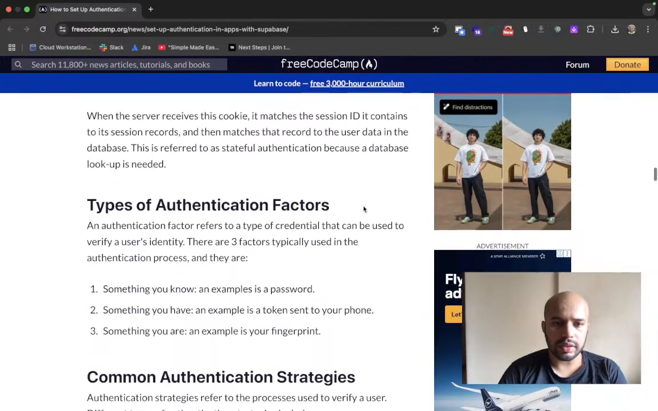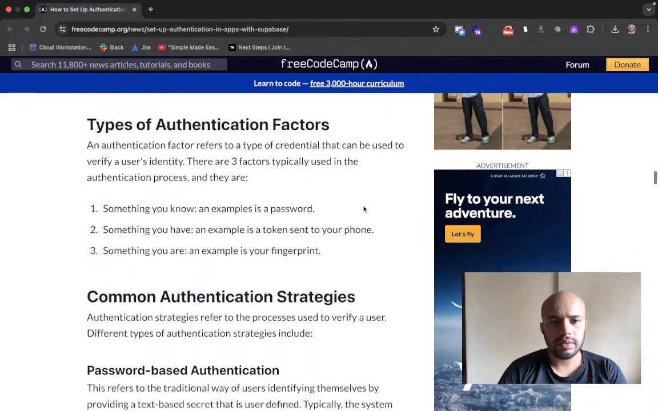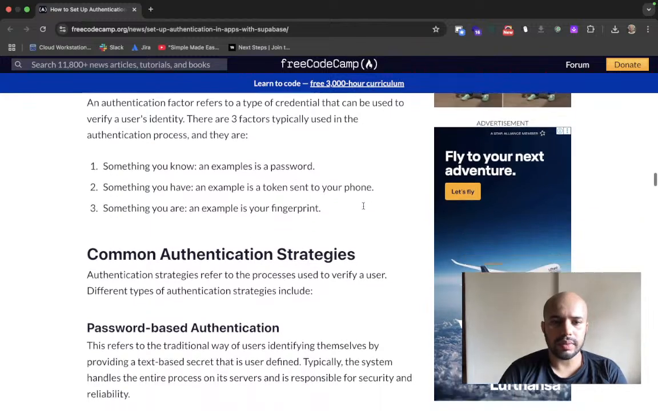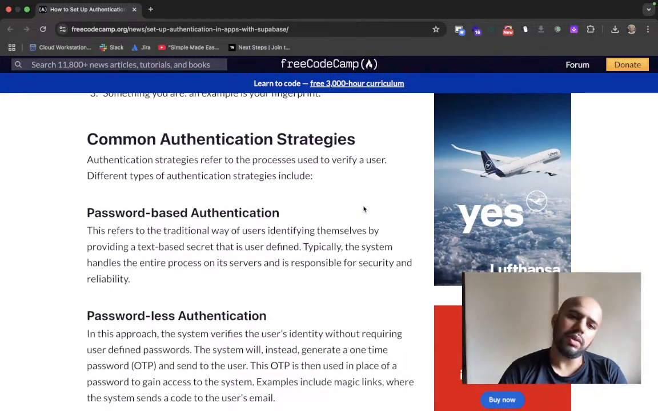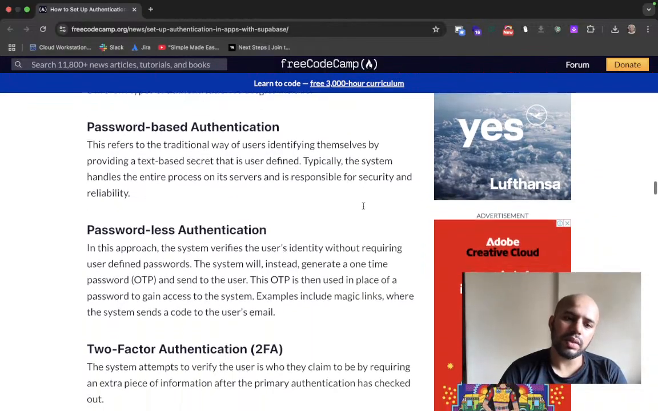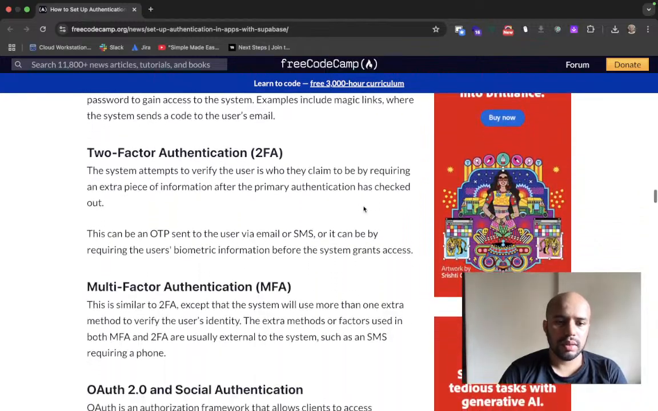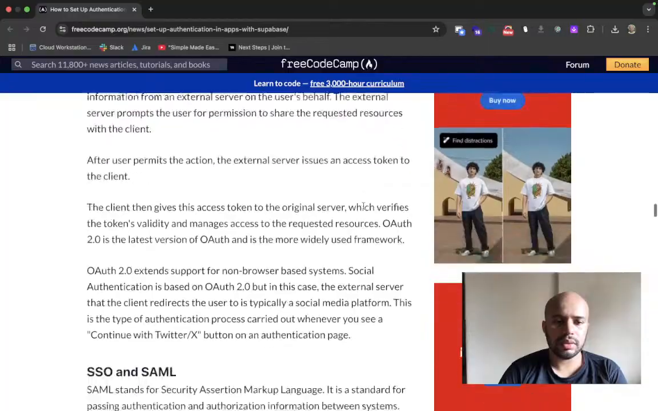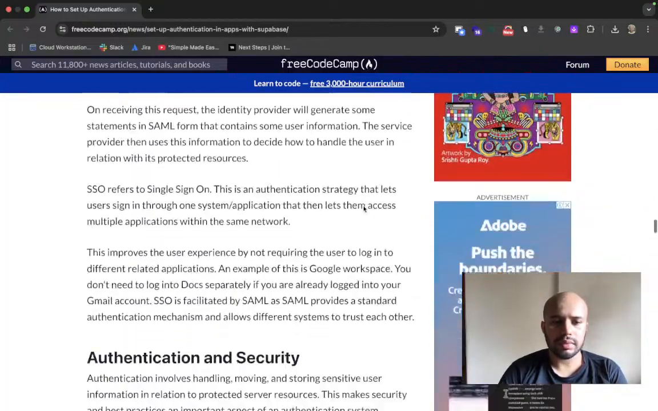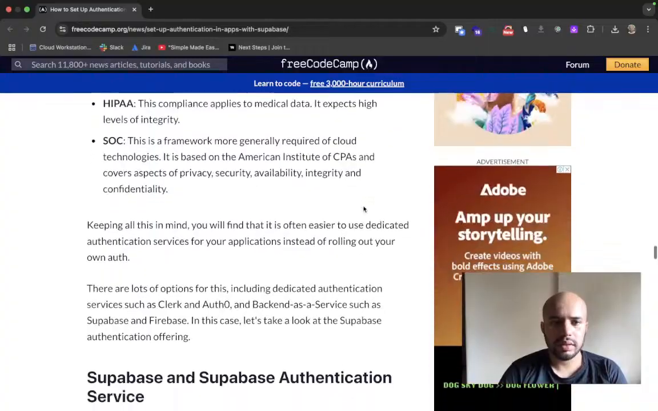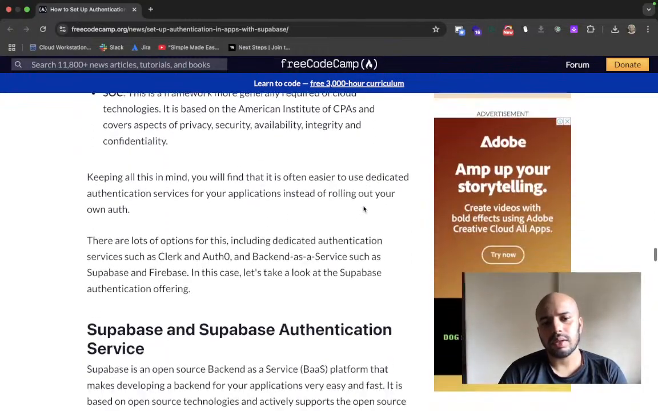Types of authentication factors. An authentication factor refers to a type of credential that can be used to verify a user's identity. Sometimes an example is a password, sometimes a token sent to your phone, sometimes a fingerprint. There's password-based authentication, passwordless authentication, two-factor authentication, multi-factor authentication, OAuth 2.0, social auth, SSO, SAML. Authentication and security: you have GDPR, HIPAA and SOC compliance. Supabase.